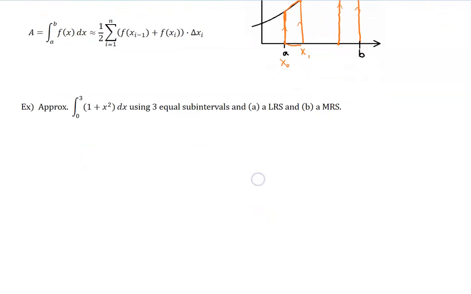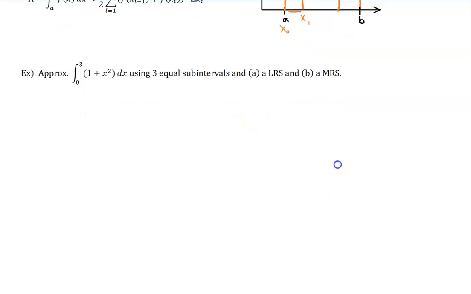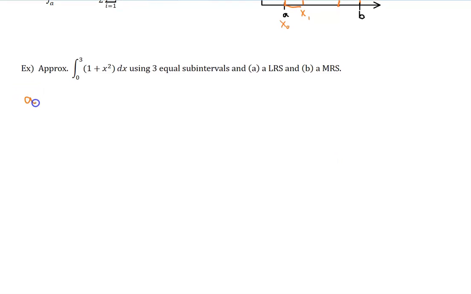Okay, so let's go through a couple examples. We have the integral from 0 to 3 of 1 plus x squared dx. We have this definite integral, and we want to approximate its value using 3 equal subintervals, first a left Riemann sum and then a midpoint Riemann sum. So for the left Riemann sum, I want to start by identifying where the ends of the subintervals are. I'm going from 0 to 3, and I want 3 equal subintervals. So I'm just going to make a table of values here, because this is going to be helpful for both part A and part B.